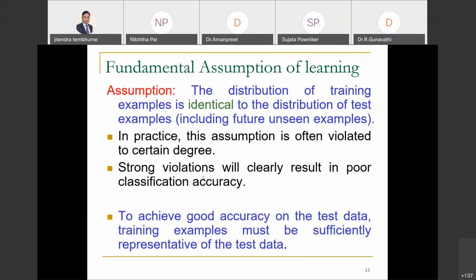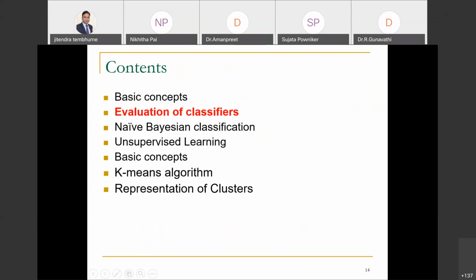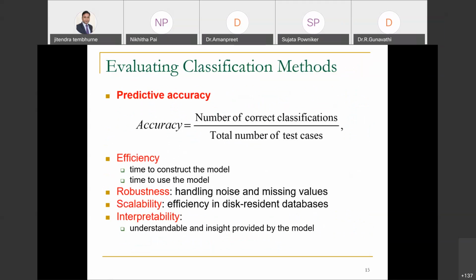Now moving further, now I'm going to see the evaluation of a classifier. Classifier means your classification model. So these are certain evaluation methods by which, once the model is trained, you can evaluate it. First is predictive accuracy. The predictive accuracy can be calculated like this: number of correct classifications divided by total number of test cases. That we have already seen.